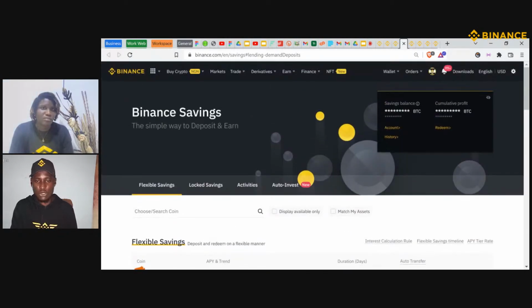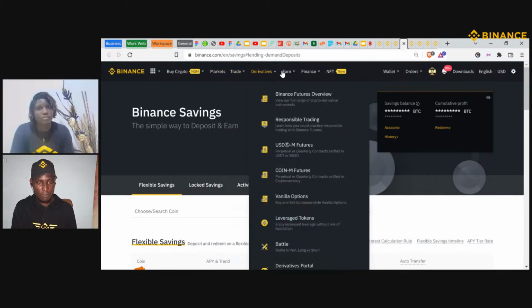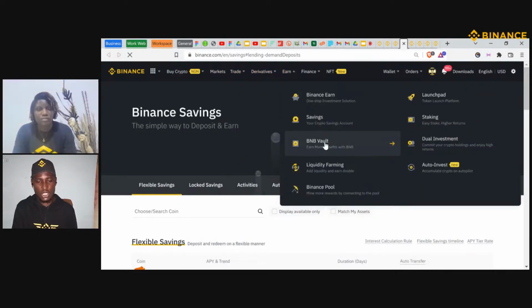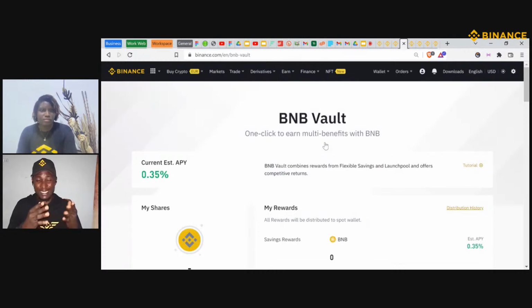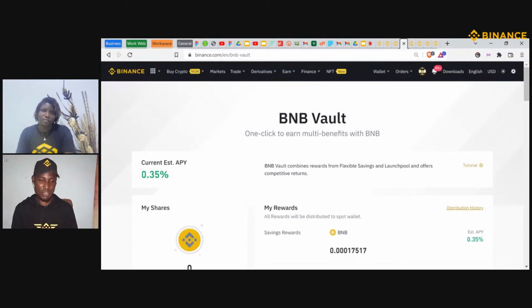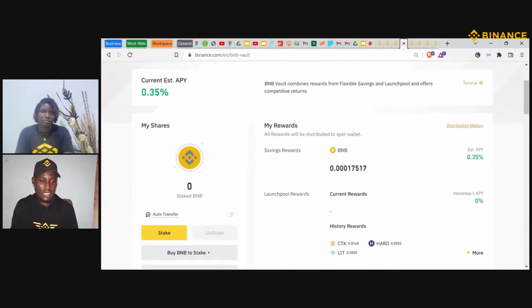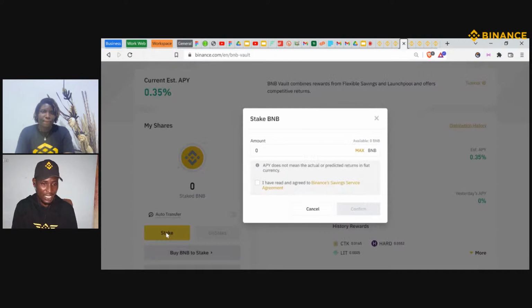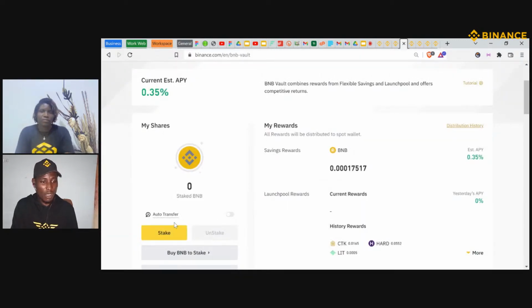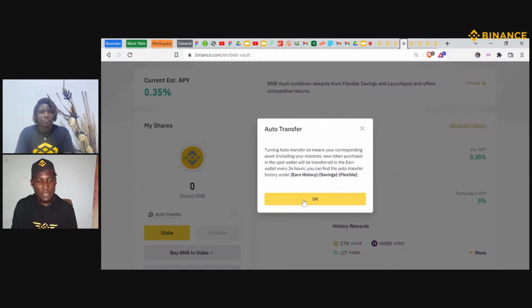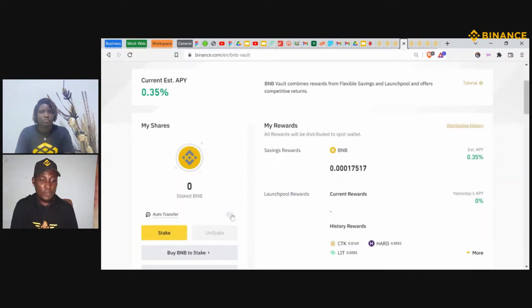Now, another Earn product I would like to mention is the BNB Vault. So what does BNB Vault stand for? BNB Vault, as the name implies, basically has to do with BNB. You have a number of BNB in your account, and you don't just want them to stay idle. You can easily come to BNB Vault and transfer your BNB here. You tap on stake. Before you even stake, you also have the option to tap on auto transfer. Auto transfer means anytime you have BNB in your spot wallet, it automatically transfers it into your BNB Vault. So it helps you generate returns on your holdings easily, automatically.